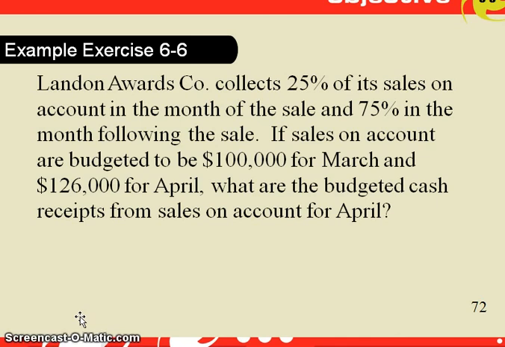Alright, so the other budget, like I said, that I want to spend a little bit of time on is the cash budget. The reason being is because a business needs to know that it's got enough cash on hand to pay for things. So let's look at this example exercise. Landon Awards collects 25% of its sales on account in the month of the sale and 75% in the month following the sale. If sales on account are budgeted to be $100,000 for March and $126,000 for April, what are the budgeted cash receipts from sales on account for April?